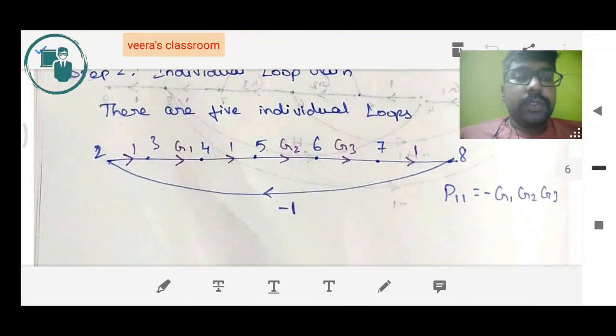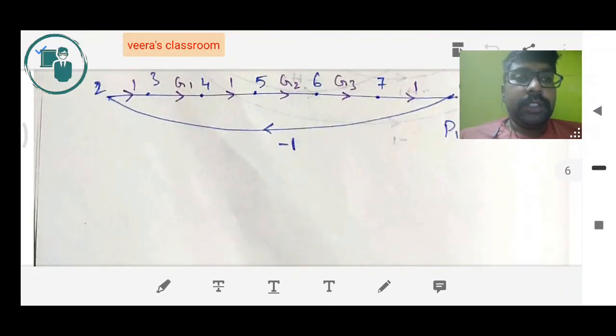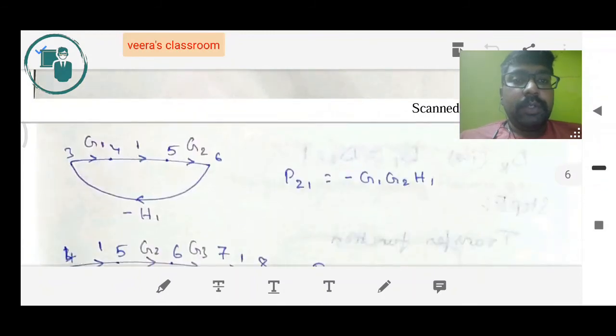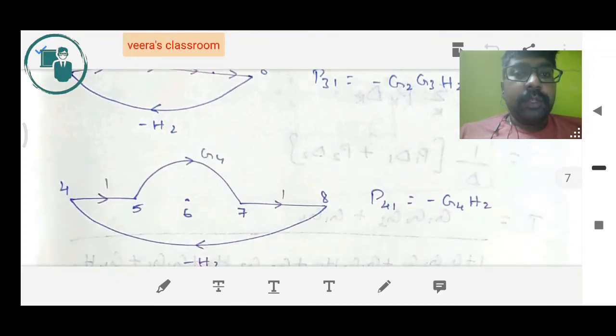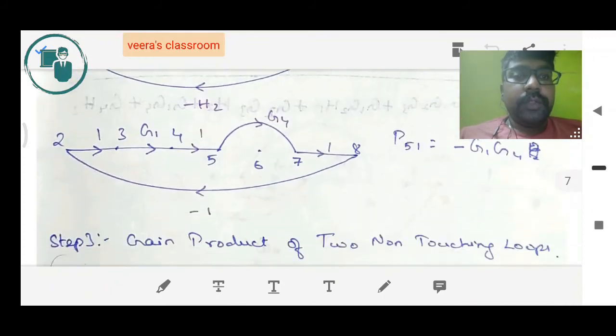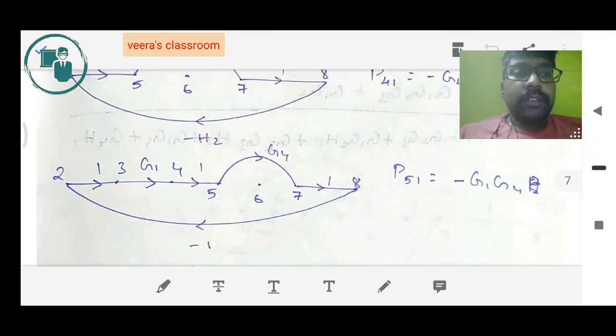So the first one P11 equal to minus G1 G2 G3. The second one P21 equal to minus G1 G2 H1. Third one P31 equal to minus G2 G3 H2. Fourth one P41 equal to minus G4 H2. P51 equal to minus G1 G4. So we have found out the forward path gain and individual loop gain.